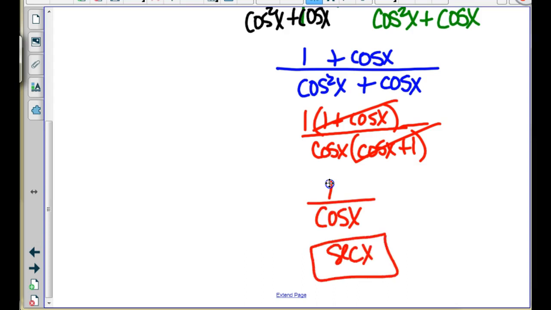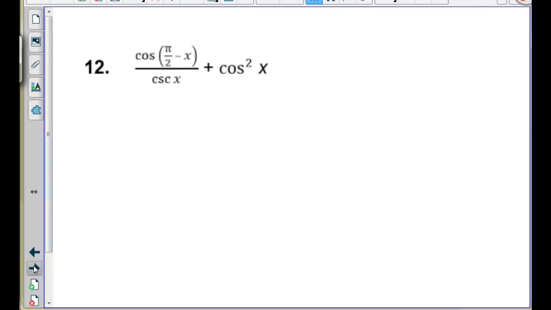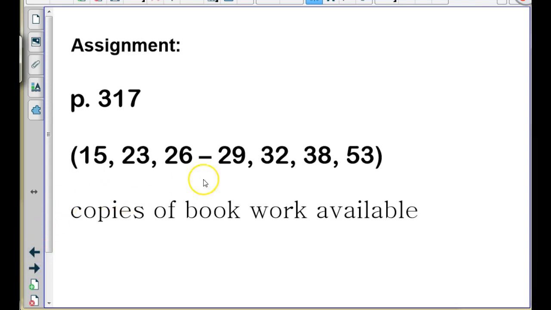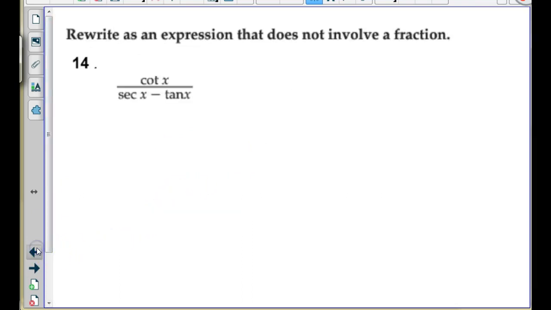I don't know what else I have here. I was going to show you I could have done this one a different way. Ew, I don't think I assigned one like that, so I think I'll skip that one for right now. This is going to be the assignment, and you have the bookwork. I'm going to go back and do, though, this one. When it says rewrite as an expression that does not involve a fraction, okay? So we have to do something to get rid of all the fractions.